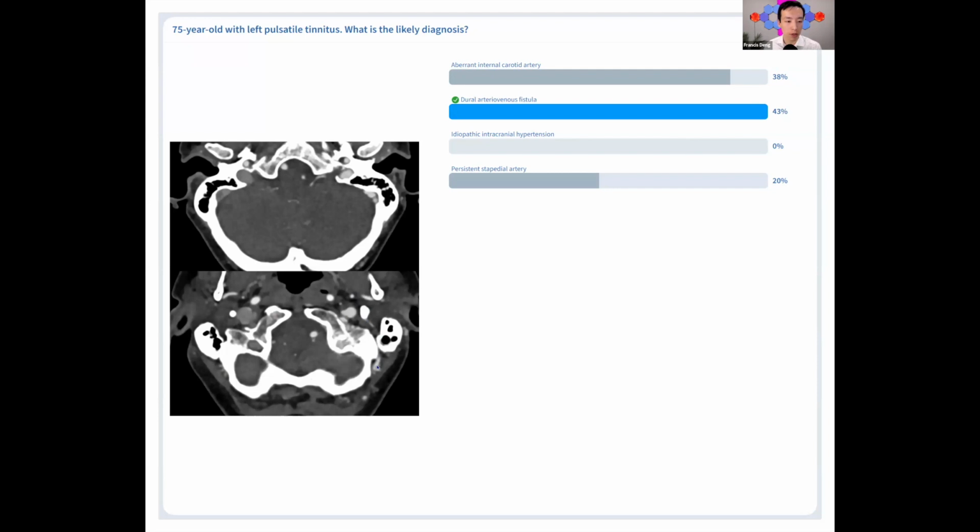So all of these are hypertrophied, which is another feature of dural arteriovenous fistula. You got hypertrophy of the feeding arteries. You have early arterial phase contrast enhancement of venous structures, and you get thrombosis of the dural venous sinuses.